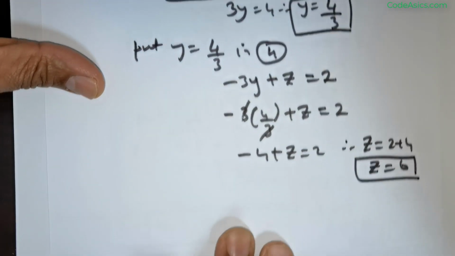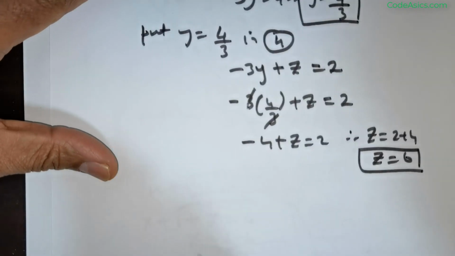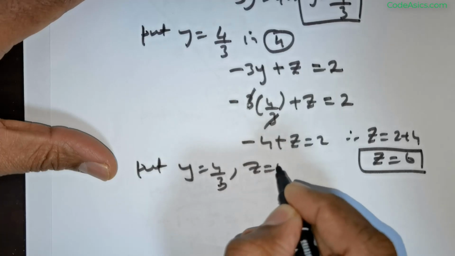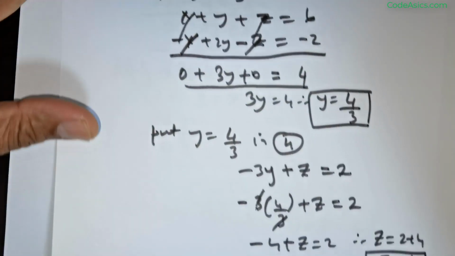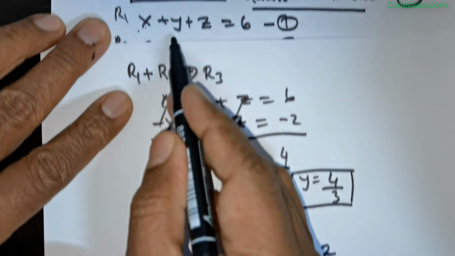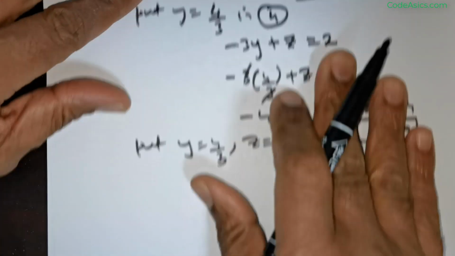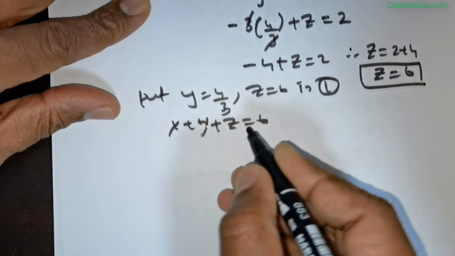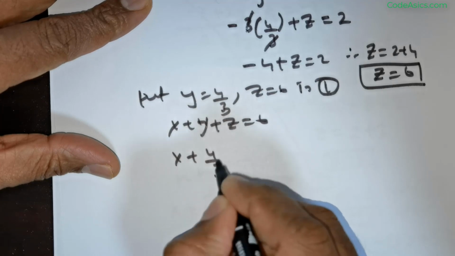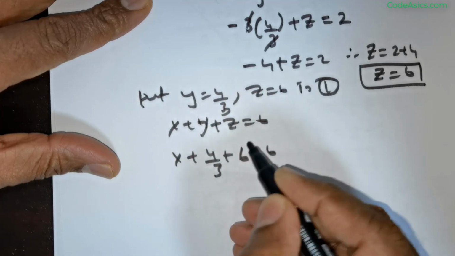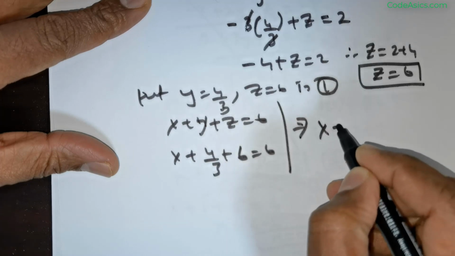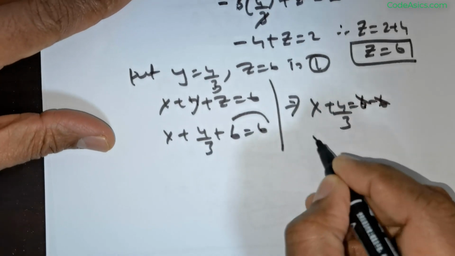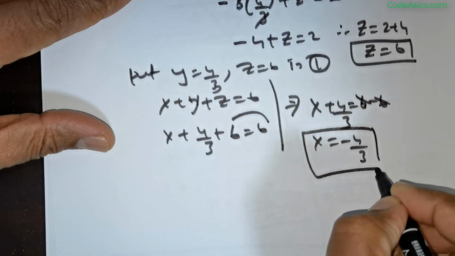Now put z is equal to 6 in the original system. So I'm going to put y is equal to 4 over 3 and z is equal to 6 in 1. So what is my 1? My 1 is x plus y plus z is equal to 6. Write that down: x plus y plus z is equal to 6. So x has to be found. Y is 4 over 3, my z is 6. So this means x plus 4 over 3, and z goes to the other side, I get a negative 6. They get cancelled. So x is equal to negative 4 over 3.